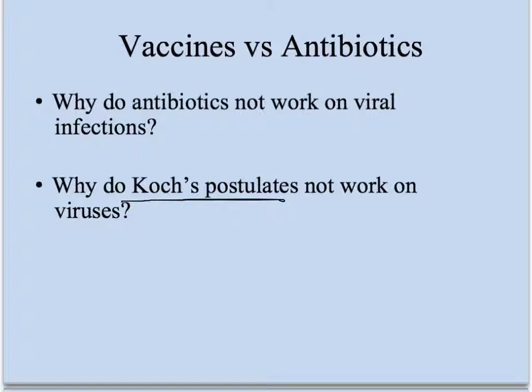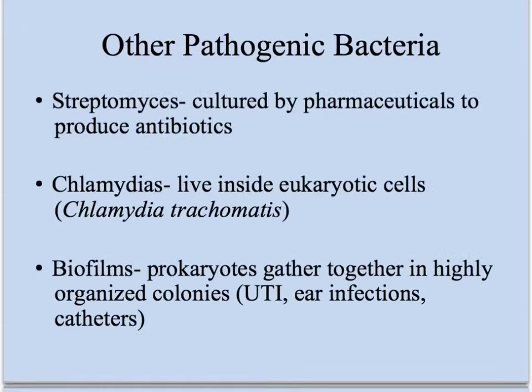Koch's postulates do not work on viruses because viruses cannot reproduce without a host cell. So you're not going to be able to grow them in culture, which is steps 2 and 4.